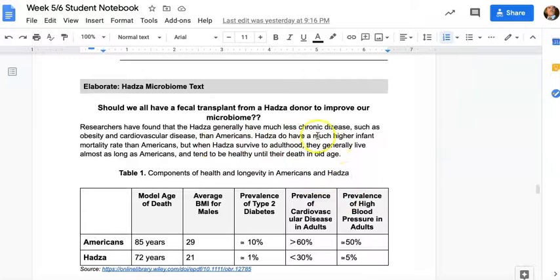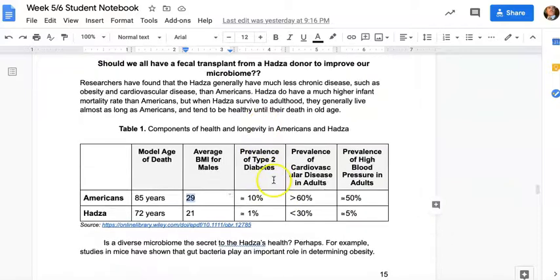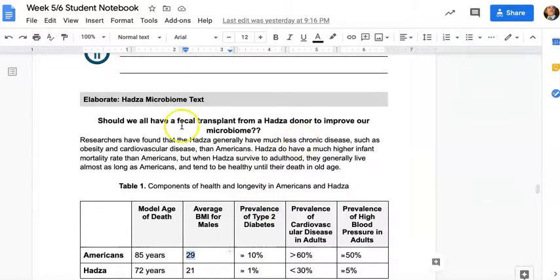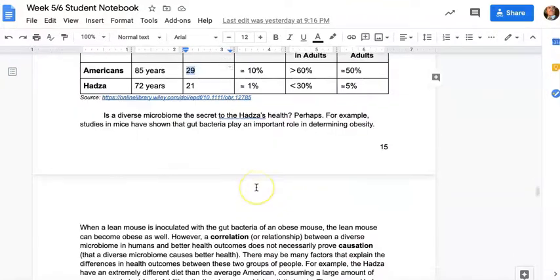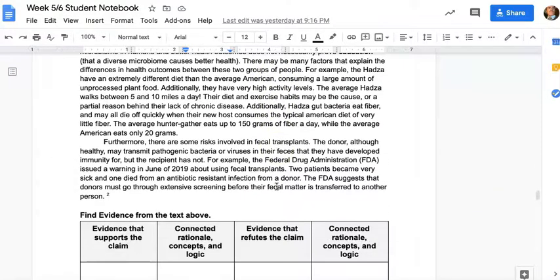They have a lot less disease. You can see comparing the average American, a 10% chance of type 2 diabetes, body mass index of 29, lots and lots of cardiovascular, so heart disease, and high blood pressure, and compare that with the Hadza. All right, so read this, highlight as you go, and you're imagining, should we all get a fecal transplant? Should we all get the microbiome of a Hadza donor? Go ahead and pause, read, and summarize.